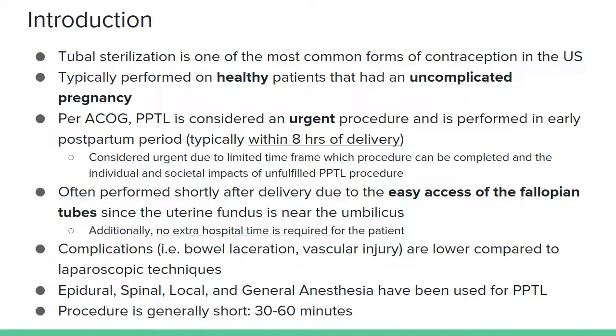Complications such as bowel laceration or vascular injury are lower compared to laparoscopic techniques. A disadvantage of doing the surgery at this time is that multiparous women are at increased risk for uterine atony and postpartum hemorrhage for 8 to 10 hours after delivery. Epidural, spinal, local, and general anesthesia have been used for postpartum tubal ligation, and the procedure is generally short, approximately 30 to 60 minutes in length.